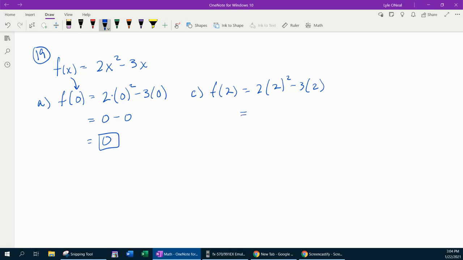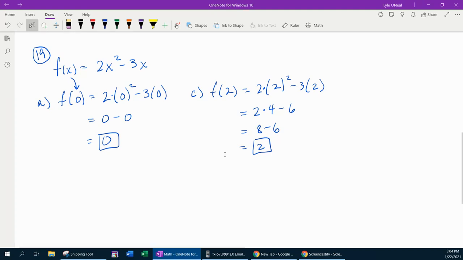And then to do it manually first, exponents come before multiplication. So 2 squared is 4. This is 3 times 2, which is 6. 4 times 2, that's 8, minus 6, which is 2.